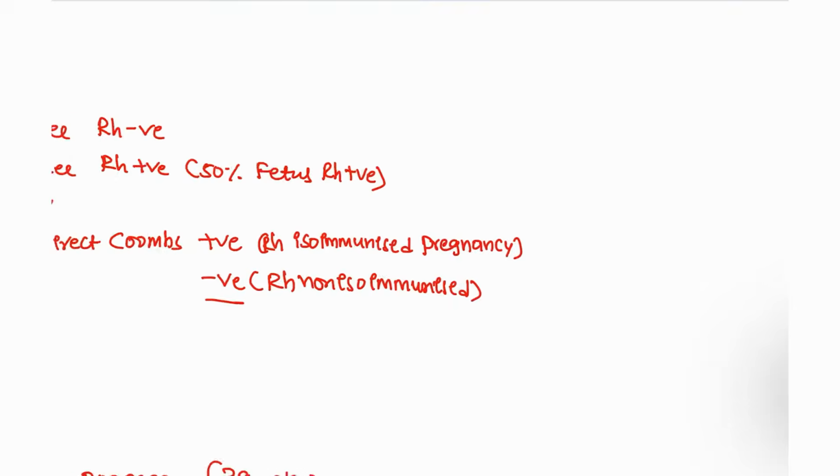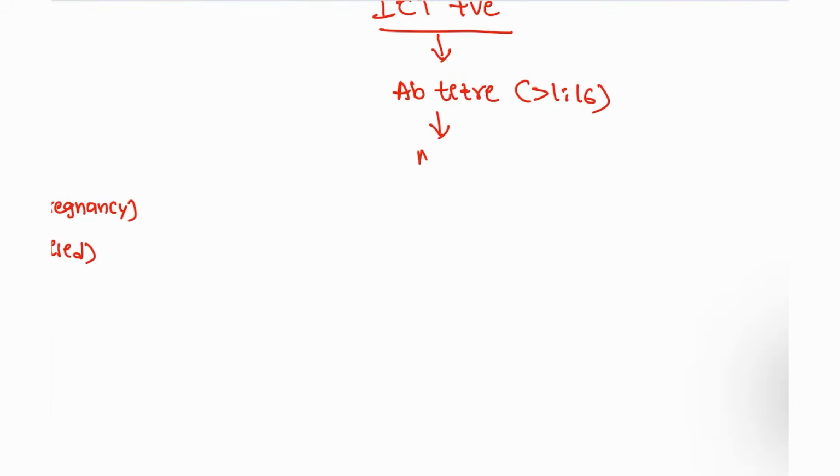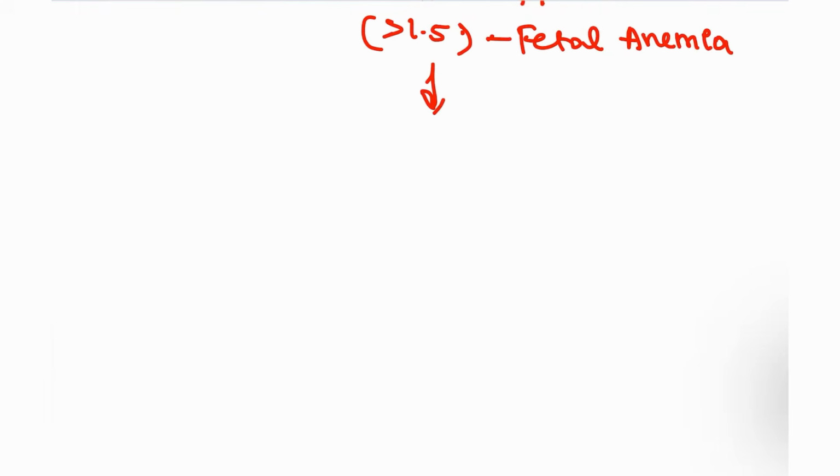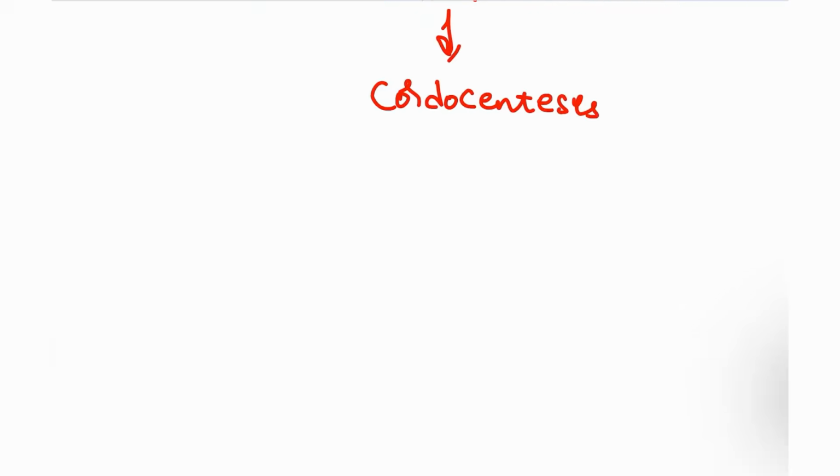Now let's see, indirect Coombs test is positive. Okay, indirect Coombs test is positive, guys. What do we have to do? Then we have to check for the antibody titers. If it is more than 1:16, then you have to go for the MCA Doppler. If this MCA Doppler is more than 1.5, fetal anemia is likely present. Then you have to proceed for the cordocentesis. The sampling should be taken.